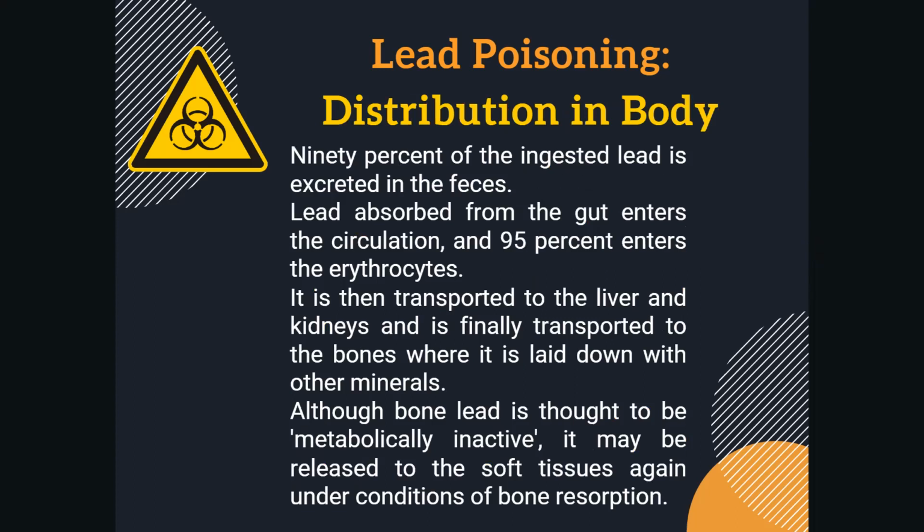Distribution in body. 90% of the ingested lead is excreted in the feces. Lead absorbed from the gut enters the circulation, and 95% enters the erythrocytes. It is then transported to the liver and kidneys and is finally transported to the bones, where it is laid down with other minerals. Although bone lead is thought to be metabolically inactive, it may be released to the soft tissues again under the conditions of bone resorption.